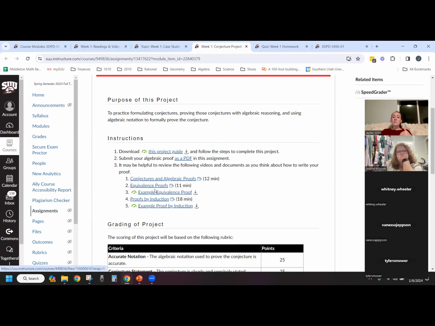So there's two different types of proofs that will be useful in this class. The first one is an equivalence proof, and the second one is a proof by induction. So for the first, I think it's like the first 3 weeks, the equivalence proofs are the ones you'll be using the most. And then later on, you'll be using proofs by induction. So I want to quickly go over examples of what this looks like. So you kind of have an idea of what these projects will look like.